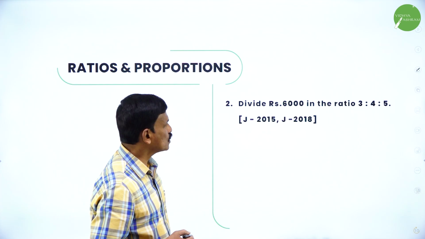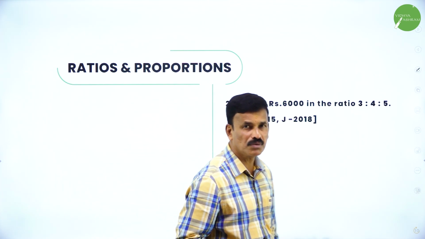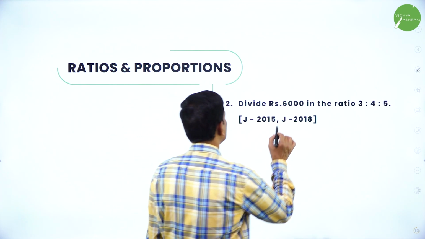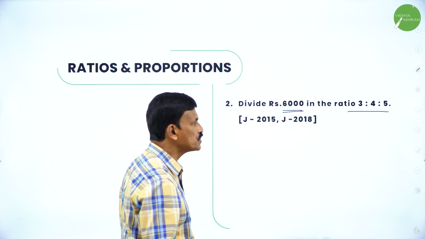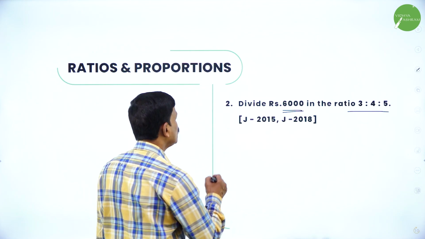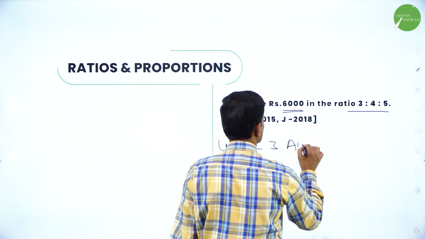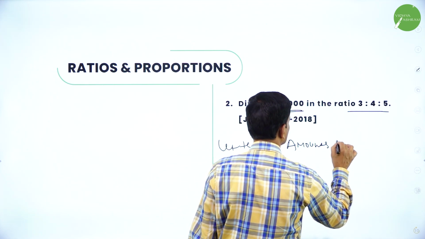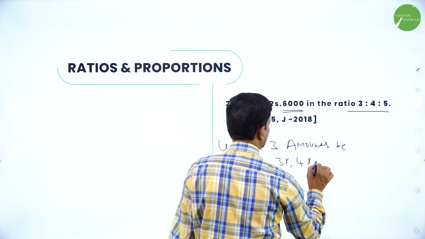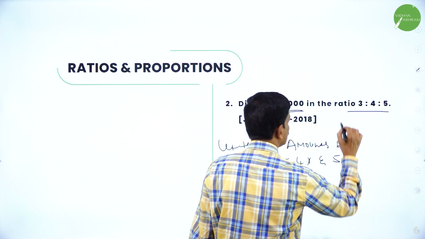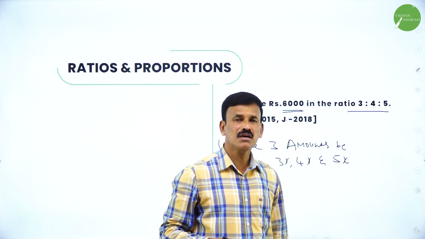Divide rupees 6,000 in the ratio 3:4:5. This is also an important problem for 2 marks. Now what is to divide? Divide 6,000 into the ratio 3:4:5. Let the three amounts be 3x, 4x and 5x.